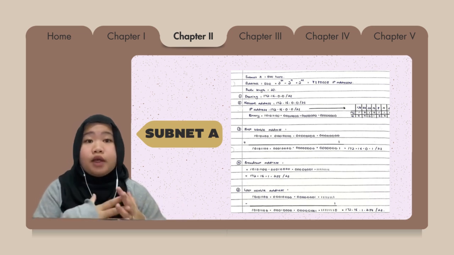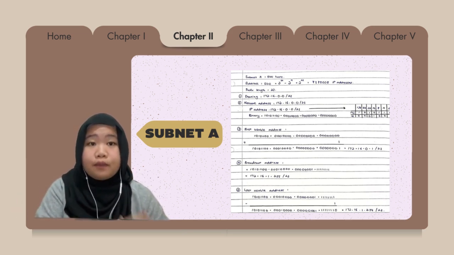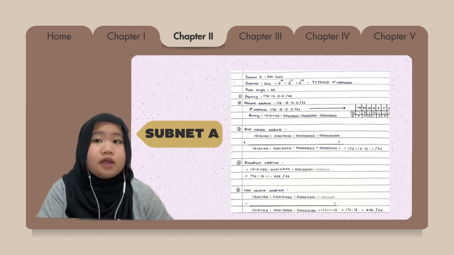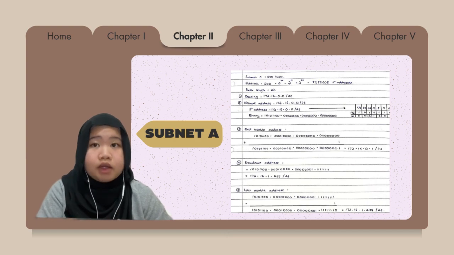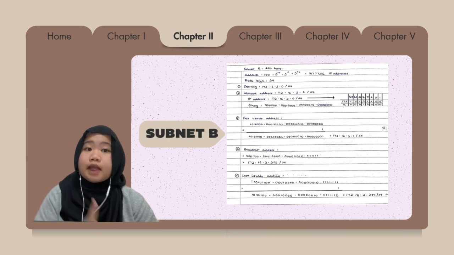For the last usable address, it's also the same. We're going to use the binary form and subtract 1, and then after we do the calculation in binary form, we have to change it to decimal, which is 172.16.1.254.